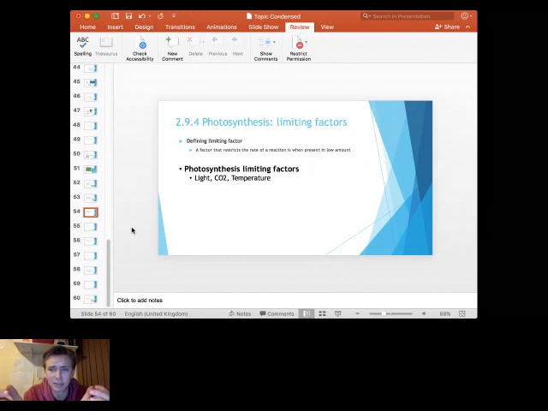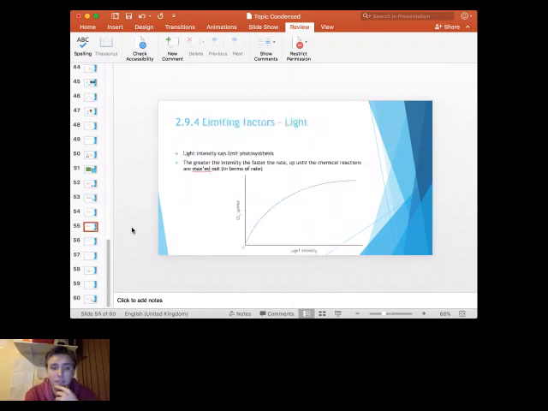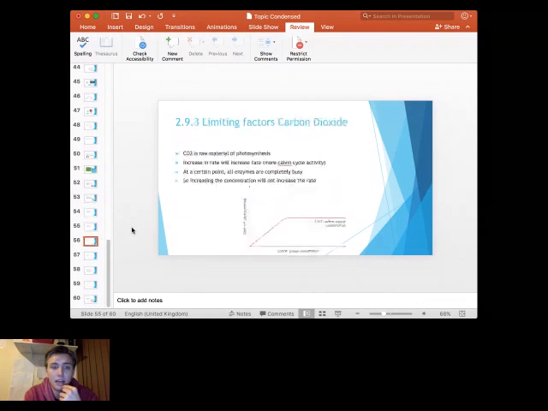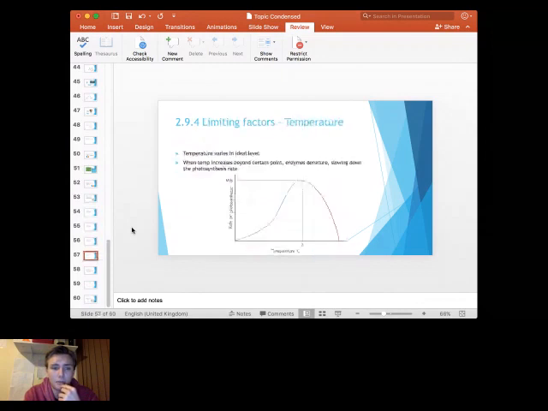And what does it mean to be a limiting factor? A limiting factor is something which prevents a reaction from occurring at a faster rate. So if I need CO2 to do a reaction, but there's not very much CO2 available, obviously I'm not going to be able to do that reaction very fast. We can't go through this, that's a little bit too much detail.